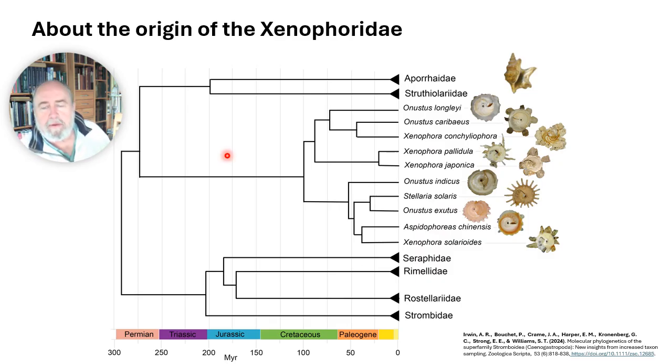Background for this analysis is also a publication by Alison Irwin et al. in 2024, where they performed a DNA analysis of the Stromboidea, and there are some interesting results in there. The first result is that Xenophoridae belong to Stromboidea. So this is all Stromboidea, and this is a Xenophoridae.